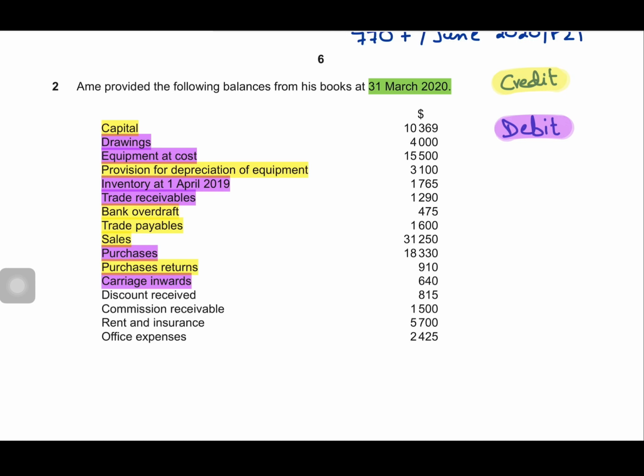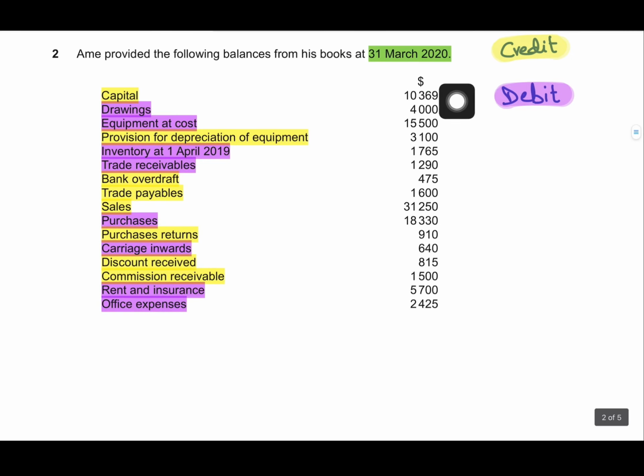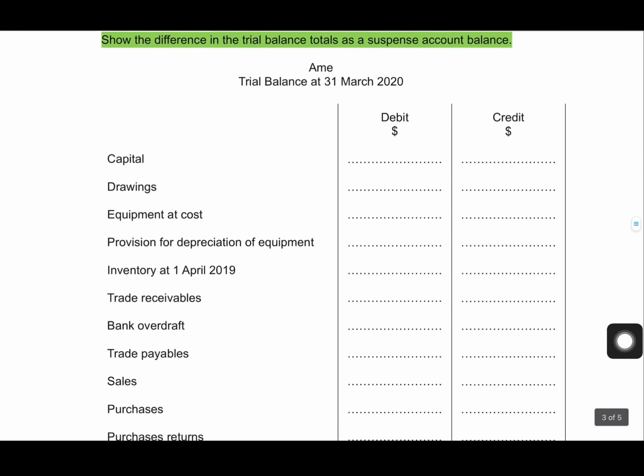However, discount received is an income, and same goes for commission receivable, both are income, so incomes are shown on the credit side of the trial balance. And lastly, we have two expenses, rent and insurance and office expenses. They both will go on the debit side of the trial balance. So the rule is simple: all the assets and all the expenses, and the contra capital drawings account, go on the debit side, but all the incomes and all the liabilities become part of the credit side of the trial balance. Same goes for capital as well, and any contra asset account. So let's start writing these amounts in the space given to us.